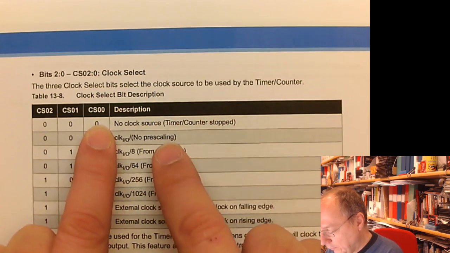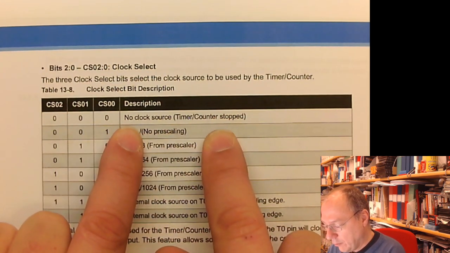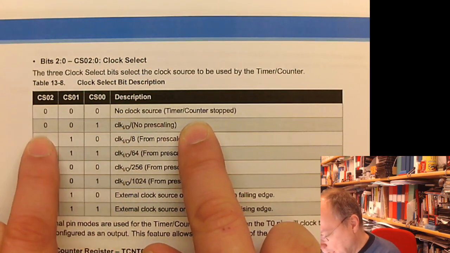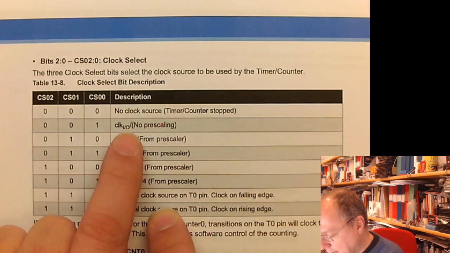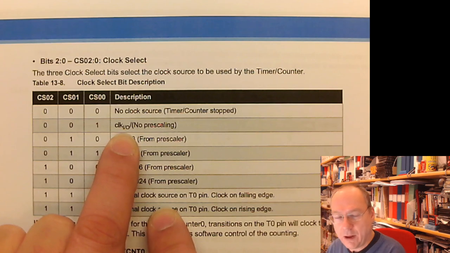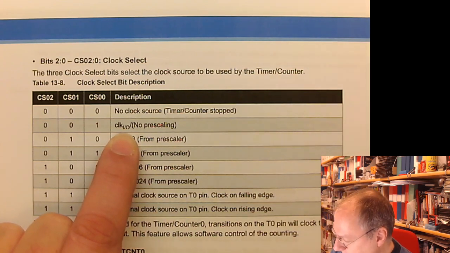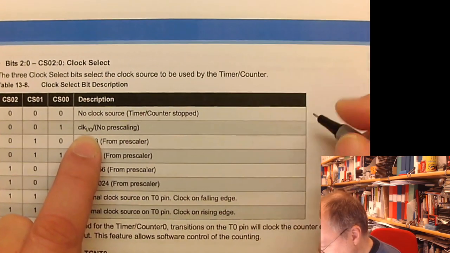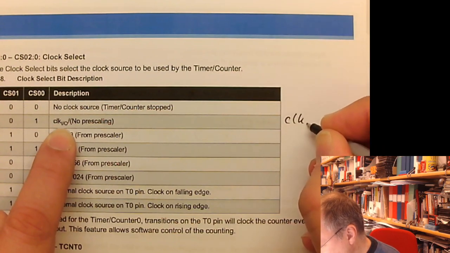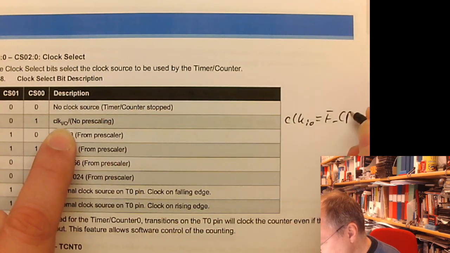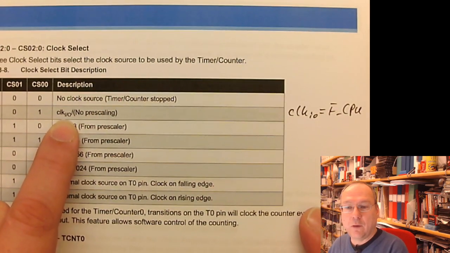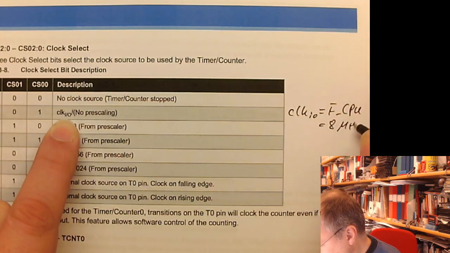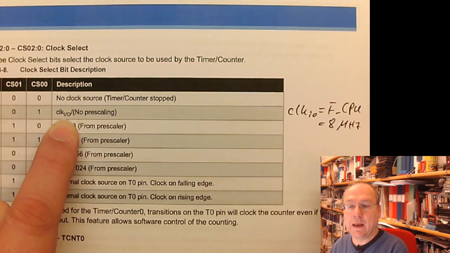And there we can see that all bits 0 means we have no clock source, the timer counter is stopped. That's obviously not what we want to do. And then we have a couple of other options. We can run at clock IO, which is equal to F_CPU. So our CPU clock, which means that we are starting off, in our case, at 8 megahertz, because our system is running at 8 megahertz.